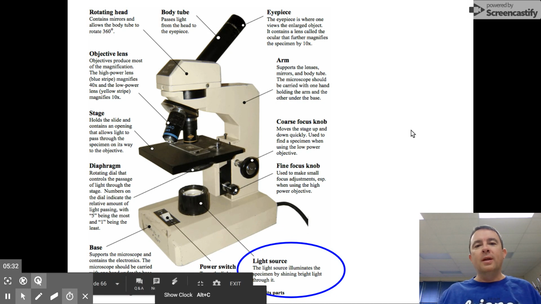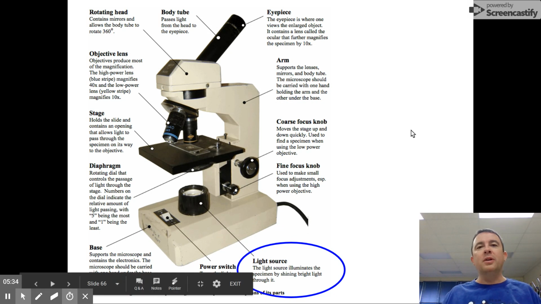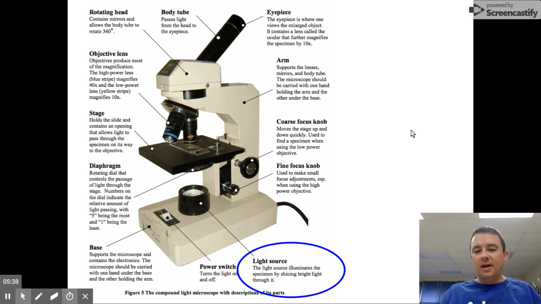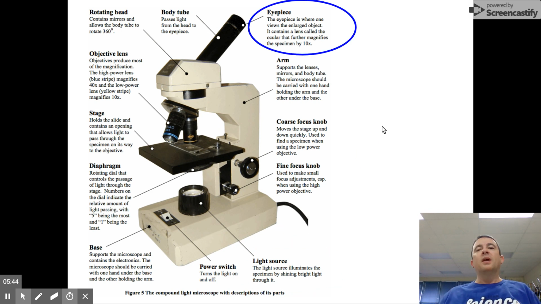Now, at some point in biology class, you'll have an opportunity to use the microscope, and it's important to know the parts so that you can learn how to use it properly. So some of these I've already mentioned. The eyepiece is the portion of the microscope that you actually look into, and it has a lens inside of it called the ocular lens.